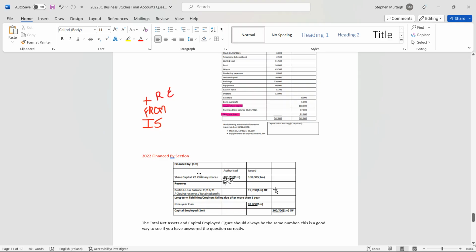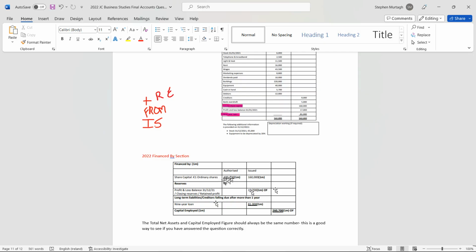The P&L balance, or your closing reserves, or your retained profit, that's the final figure from page 1, the income statement, that 19,700. And then you've got your long-term loan, your long-term liability, or creditor falling due after a year, of the 9-year loan. And when you add them together, you get 260,700. And that's always called capital employed. It's a really important heading that you as a student need to put as the last thing in this question, capital employed.